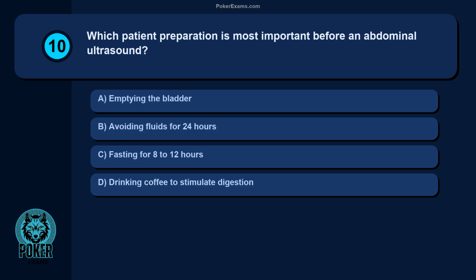Question 10. Which patient preparation is most important before an abdominal ultrasound? Emptying the bladder. Avoiding fluids for 24 hours. Fasting for 8 to 12 hours. Drinking coffee to stimulate digestion.